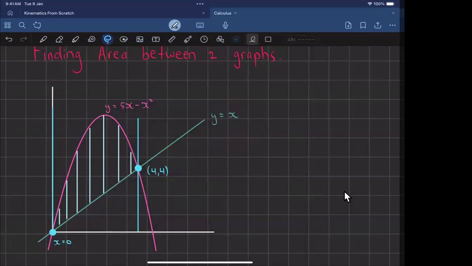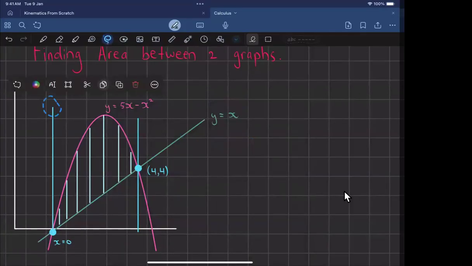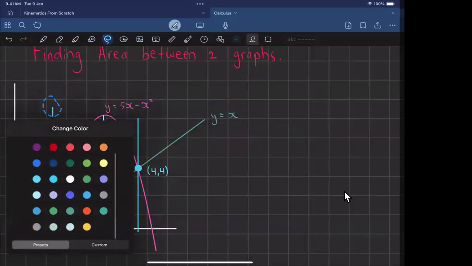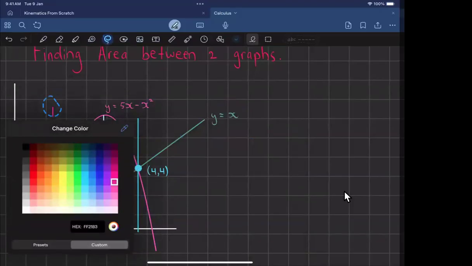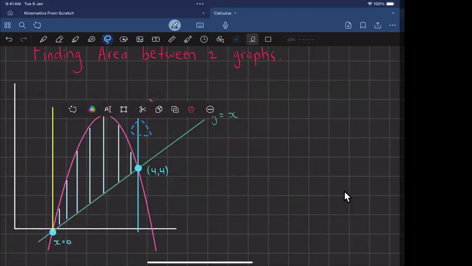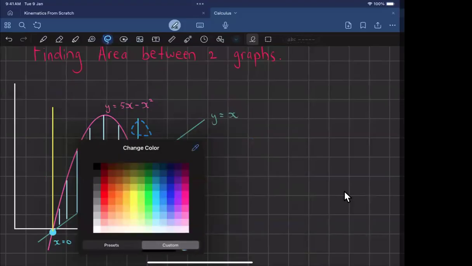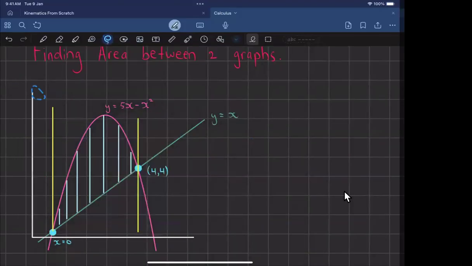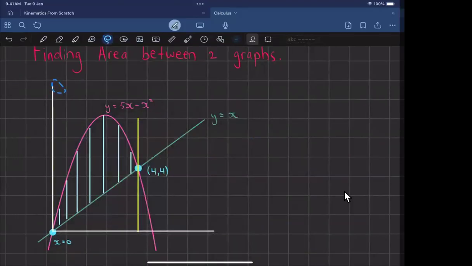No, this one is stopping abruptly. The others were going down to the x-axis. Okay. I'll probably use a different color.